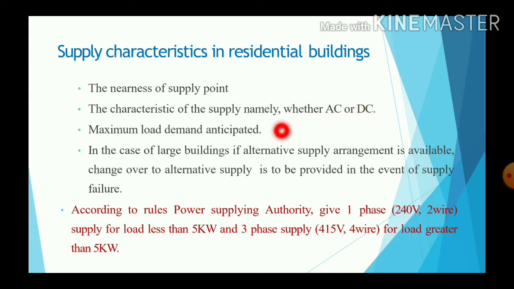The third point is maximum load demand. And the fourth point is, in case of large buildings, if an alternative supply arrangement is available, changeover to the alternative supply is to be provided in the event of supply failure. And the important fact is that if the maximum demand is less than 5 kW, we go for single phase 240 volt 2-wire AC supply. And if the maximum demand is greater than 5 kW, we go for 3-phase 415 volt 4-wire AC supply according to rules.